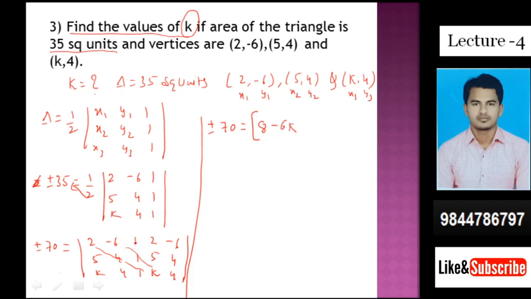Okay, 5 into 1 is 5, 5 4s are plus 20, minus again bracket k into 4 is 4k, 4k into 1 is 4k, 4 into 1 is 4, 4 2s are 8, that is plus 8. Okay, 1 5 is a 5, 5 6 is a 30, that is minus 30. Now simplify, plus or minus 70 is equal to 20 plus 8 is 28.